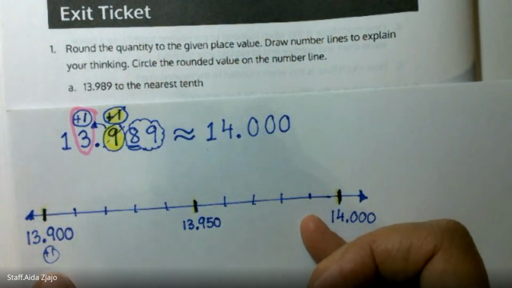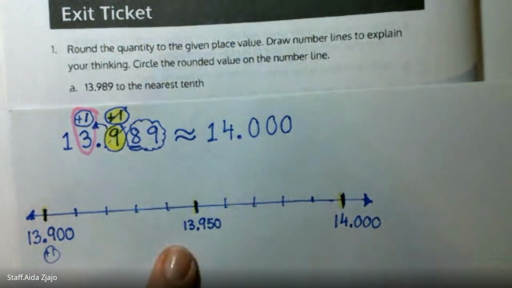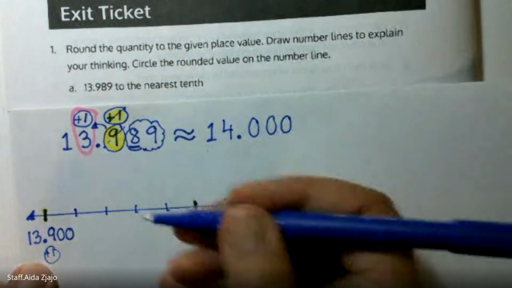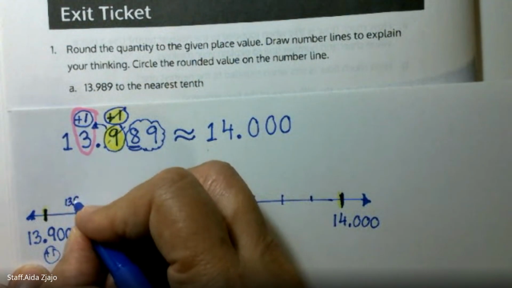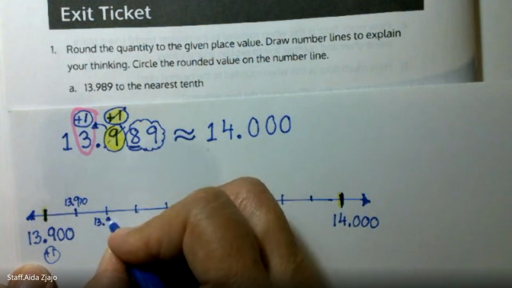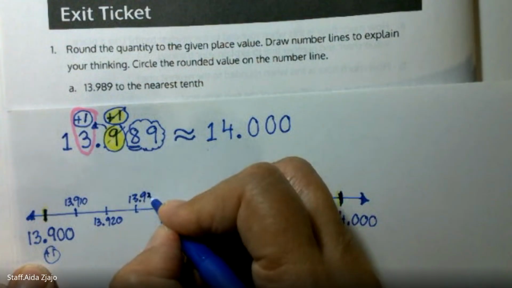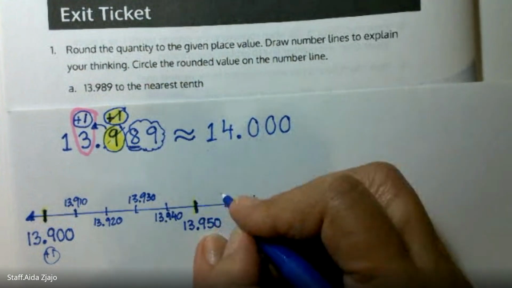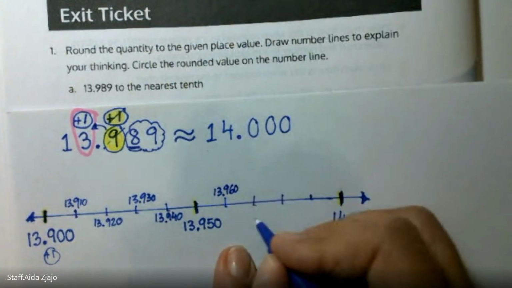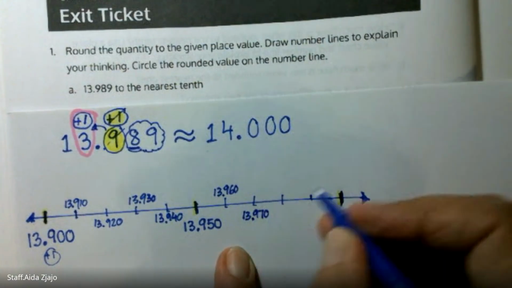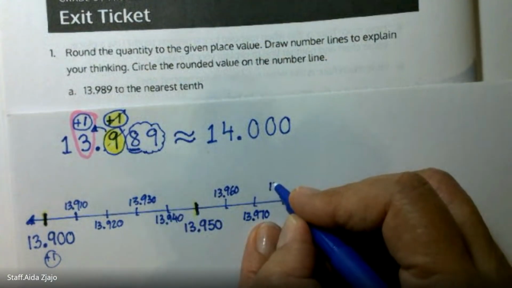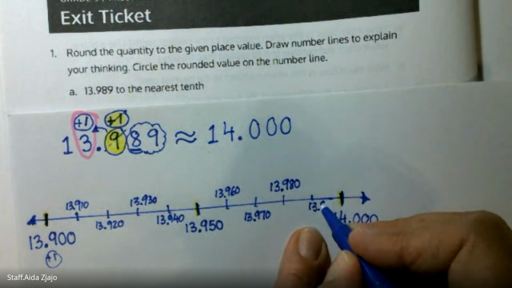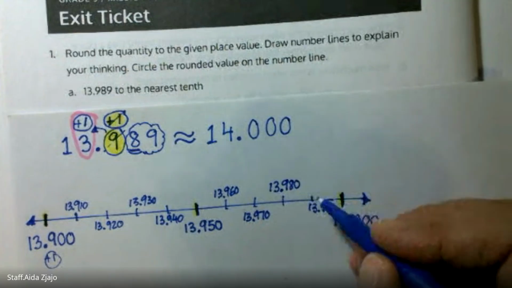So if I look at 13 and 900, so this would be 13 and 910, 13 and 920. If I write it down, I could do that. Let's see, 13 and 910, then 13 and 920, 13 and 930, 13 and 940, 13 and 950, 13 and 960, 13 and 970, and here is 13 and 980. Okay, this one is 13 and 990.